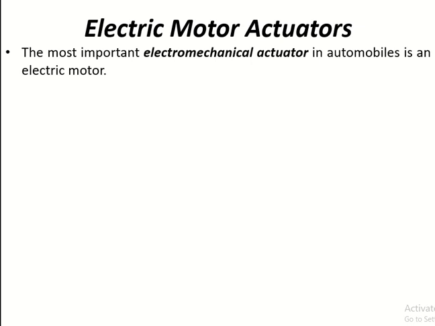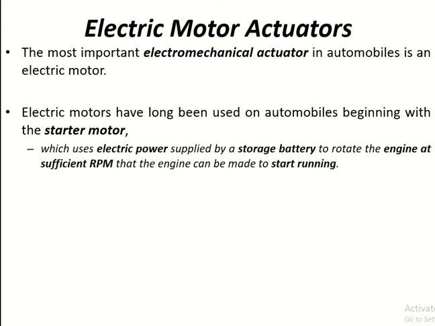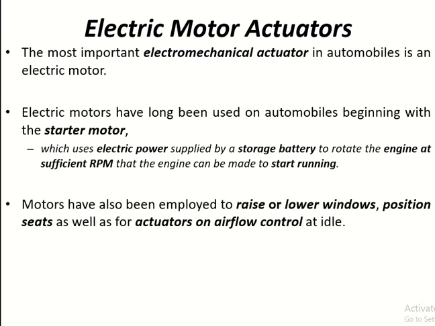So, hello everyone. Today's lecture is about the electric motor actuators, and the most important electromechanical actuator in automobile is an electric motor. Electric motors have long been used in automobiles from the beginning of the starter motor, which uses electrical power supplied by a storage battery to rotate the engine at sufficient RPM that the engine can be made to start running. Motors have also been employed to raise or lower windows, positioning the seats, as well as for actuators on airflow control at the idle position.